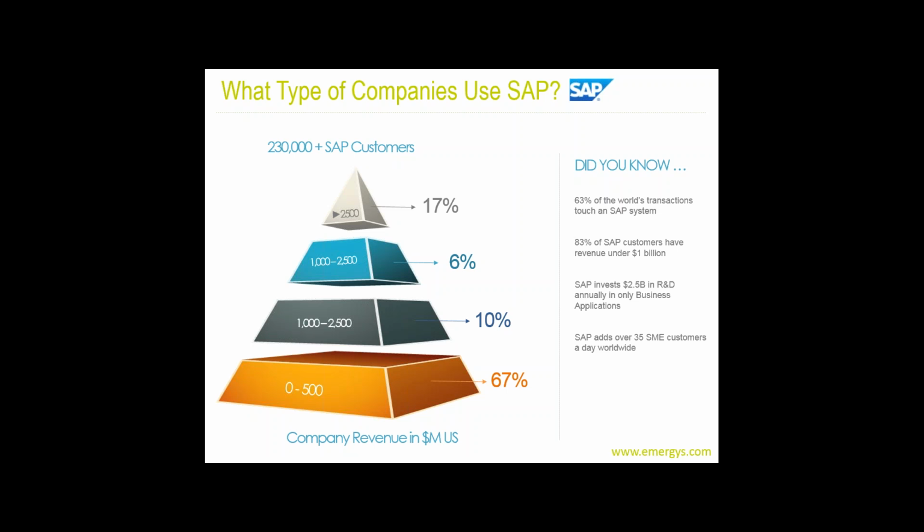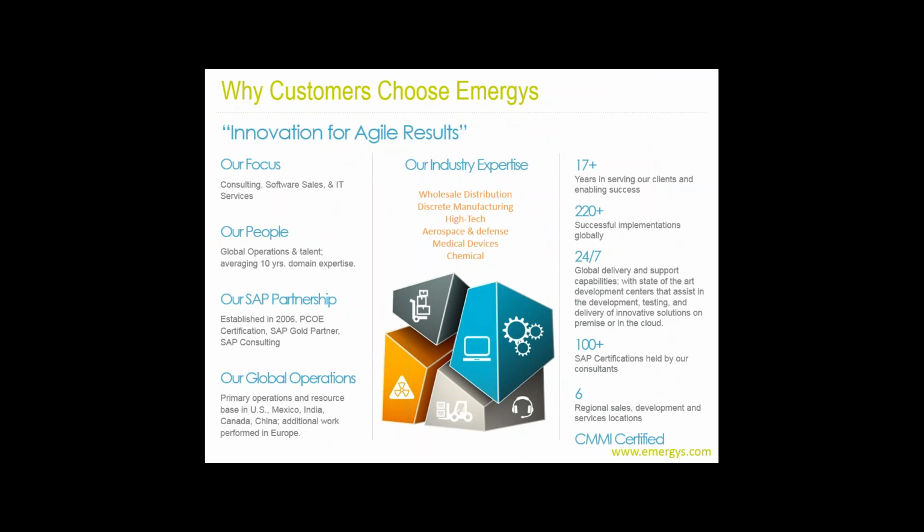So that's a little bit about SAP, and then a little bit about Emergys as a partner. Most of our business is SAP. There's a little part that's IBM, but almost everything is SAP. We've been working with SAP for over 17 years. I've already told you about the successful implementations. We are located globally: Mexico, Canada, the United States, India, and China. I hope I didn't repeat anybody twice there. I usually do. Because of that, we're able to offer 24/7 around-the-clock communication for issues and support in a follow-the-sun type environment.